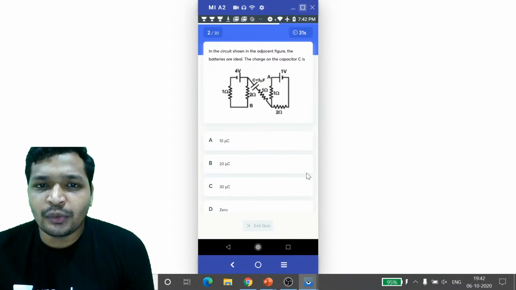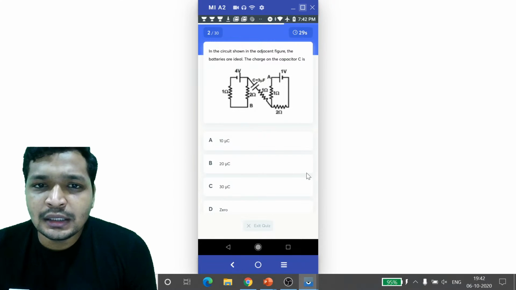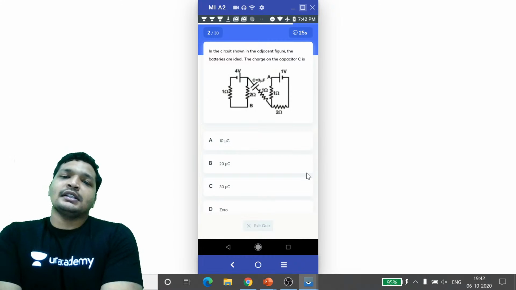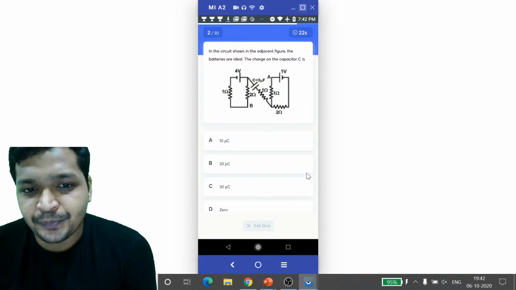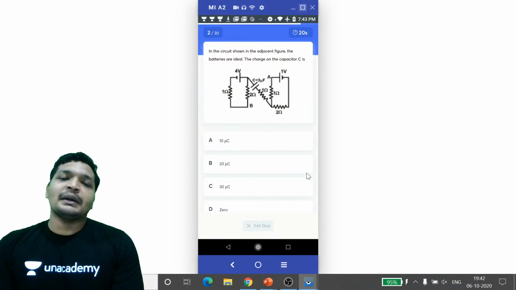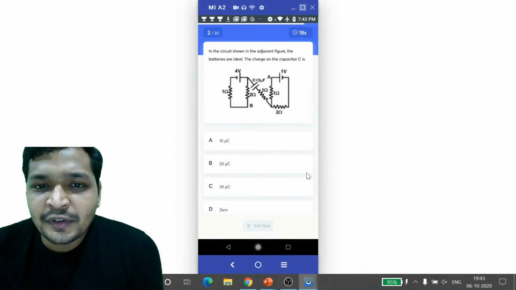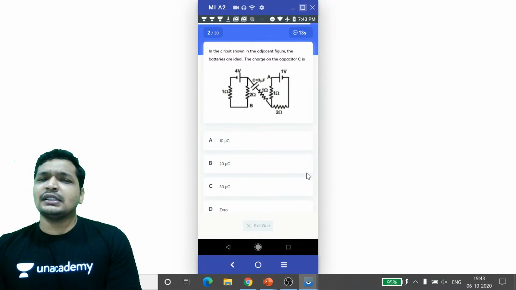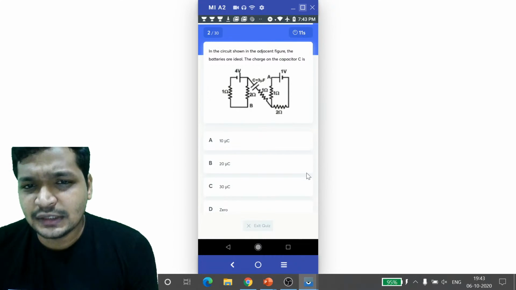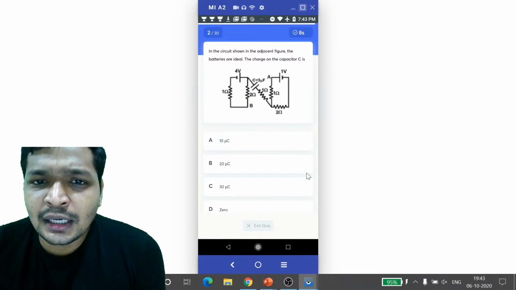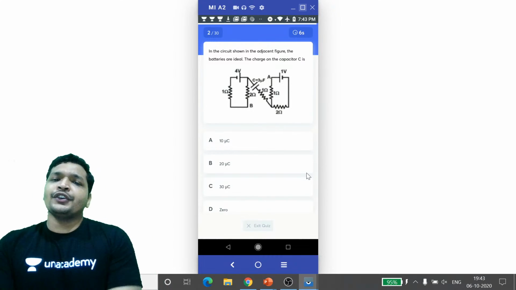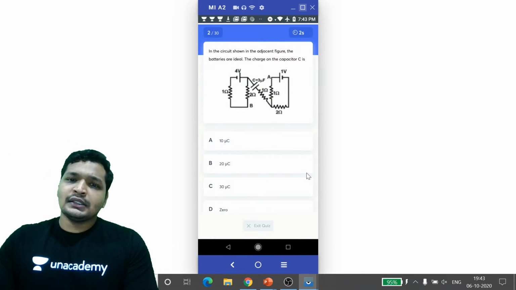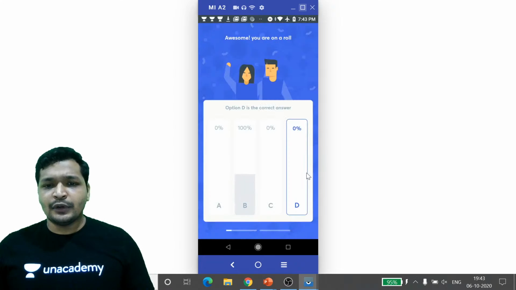This is quite interesting. So in the circuit shown in the adjacent figure, the batteries are ideal, so no internal resistance. The charge in the capacitor C is, okay, what should be the charge of the capacitor C? If you remember, we have done similar problems, not the same one, but it is a little bit different. So think about it. I think you need to do a nodal analysis in this case. So that would be the part, I guess. So try to think about it carefully.